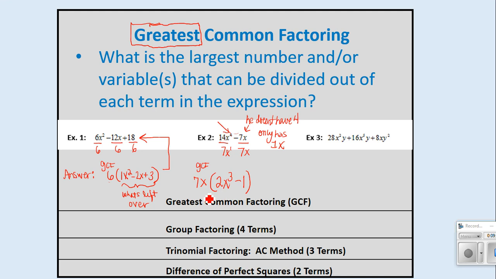So now if we were to multiply these factors out, we should get back to the original. 7x times 2x cubed is 14x to the 4th. 1 plus 3 is 4. 7x times negative 1 would be negative 7x.